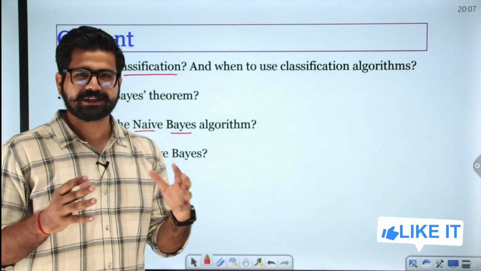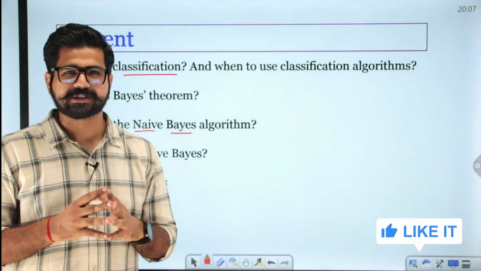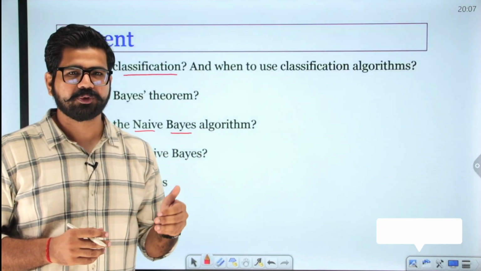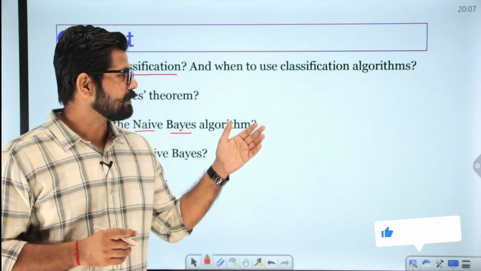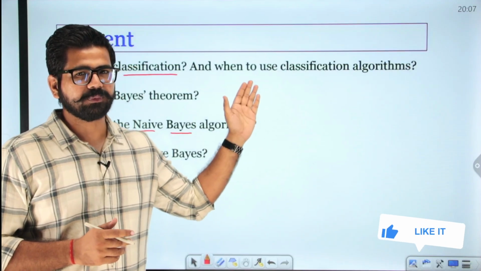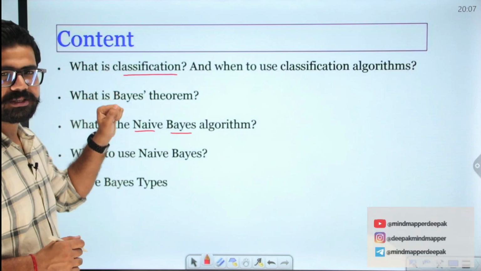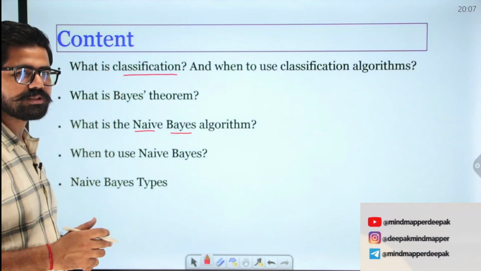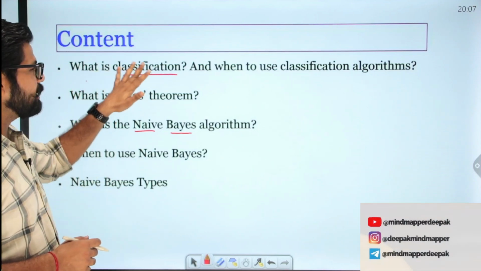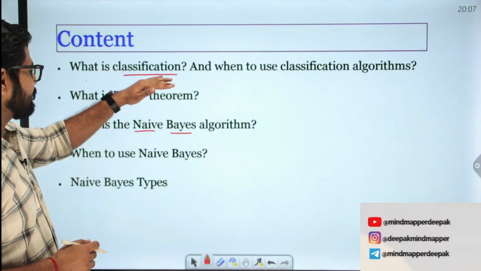Our first content part is what is classification and when we use the classification algo. Although in detail what is classification and what is regression, we have already discussed in our previous lectures, lecture number 1 and lecture number 2. You can visit those lectures to understand classification and regression in depth. But today, since some of the viewers are new, we can again explain in a short manner what is classification.